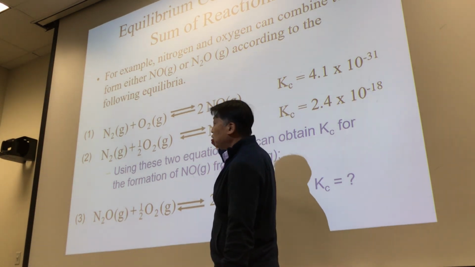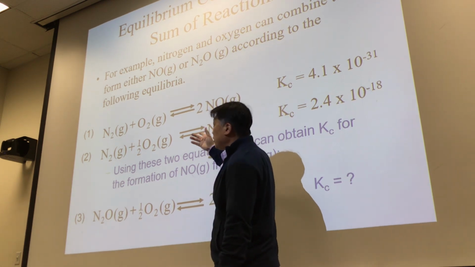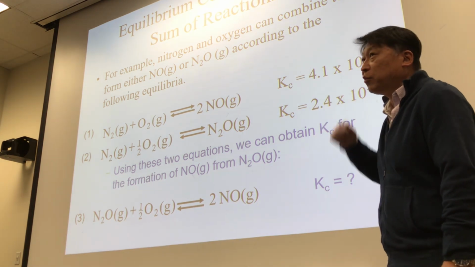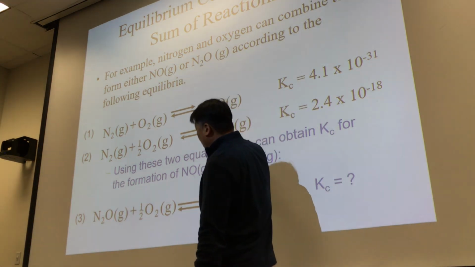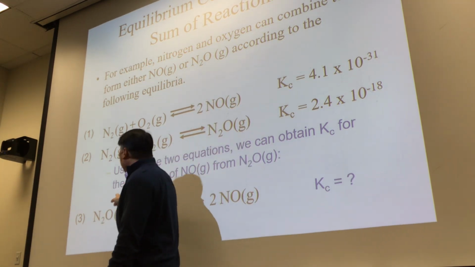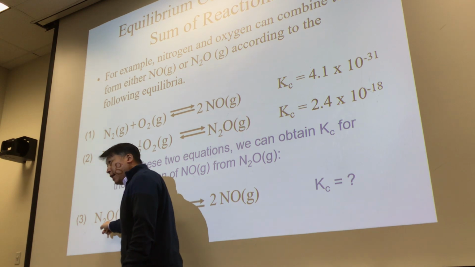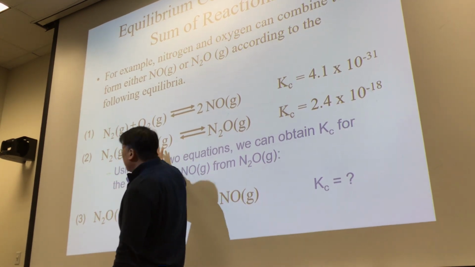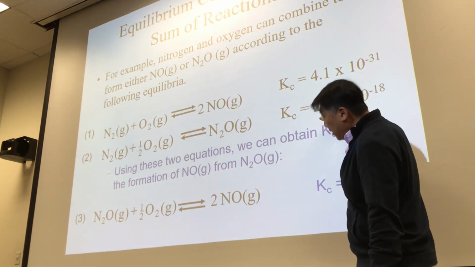Okay, now go to equation 2. So we're done with this one. Do you see anything unique that appears only in 2 and 3, but not in equation 1? N2O. All right, let's look at N2O. This is the right-hand side, this is the left-hand side. So I need to reverse this equation. When I reverse the equation, what's the KC? 1 over 2.4. Exactly.